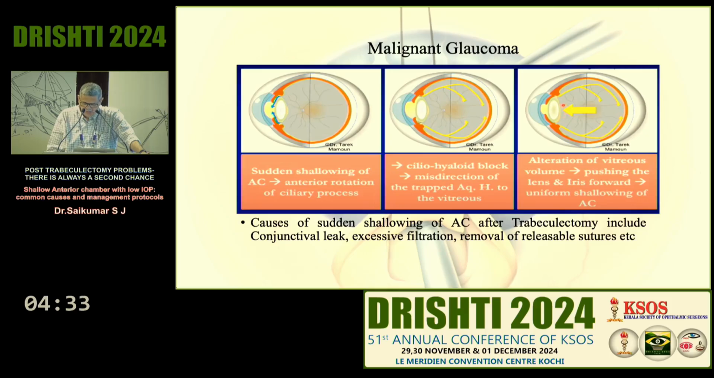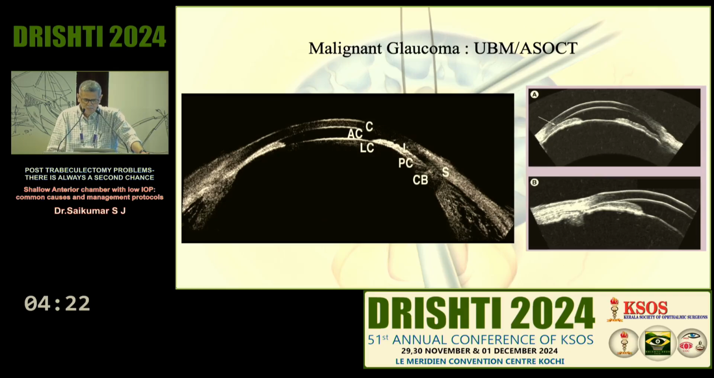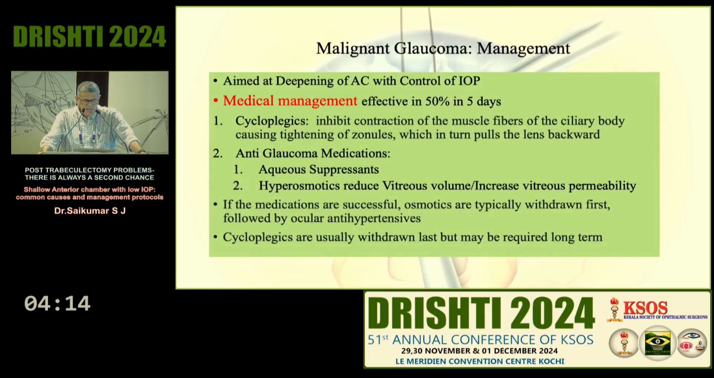So the aqueous misdirection is definitely one of the causes, and the anterior rotation of the ciliary body. These are the two factors which can lead on to malignant glaucoma, and these are the UBM and ASOCT pictures which confirm the diagnosis. So the aim of treatment in malignant glaucoma is to deepen the anterior chamber to control the IOP, and to deepen the anterior chamber a few things have to occur. One is cycloplegia, which causes tightening of the zonules, the lens turns a bit backward. The aqueous suppressants and hyperosmotics are more important in these situations.